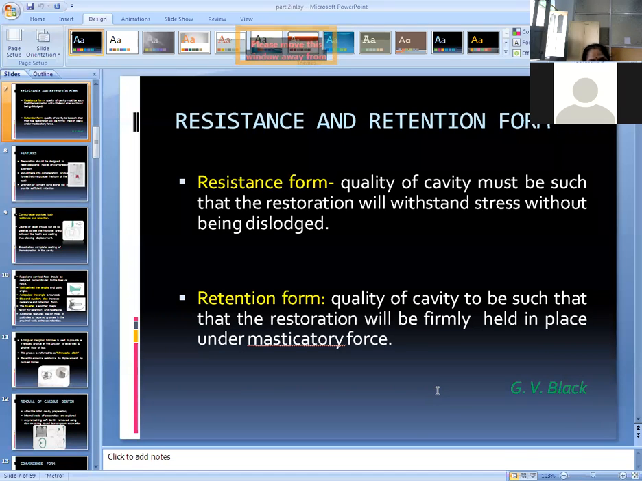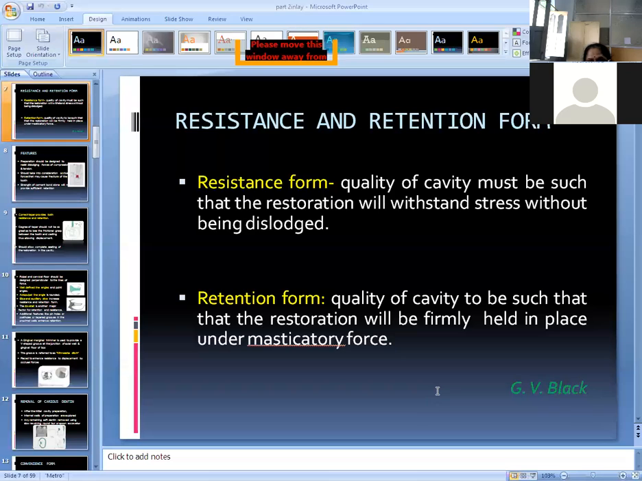So now you know about the outline form. Is it clear? Now we will be talking about the resistance and retention form. By this time, I hope you know the definition of resistance form and retention form. Here we are going to talk about them combinedly.